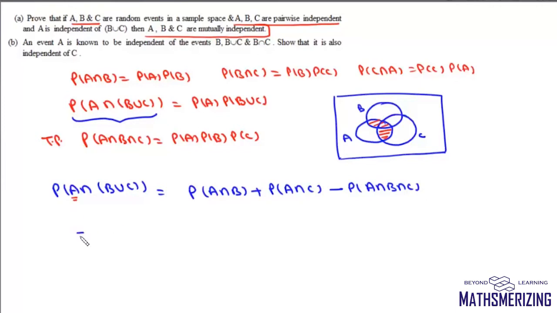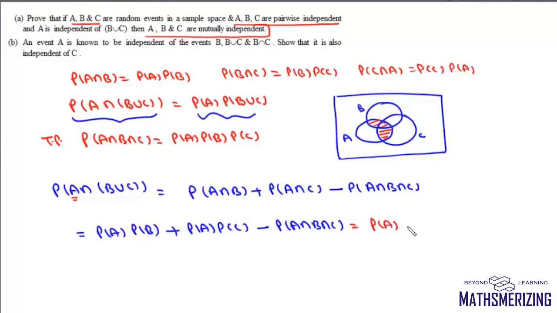Now we can write this as probability of A into probability of B plus probability of A into probability of C minus probability of A intersection B intersection C. Now we are given that it is equal to P(A) into P(B union C), and B union C is P(B) plus P(C) minus P(B intersection C).